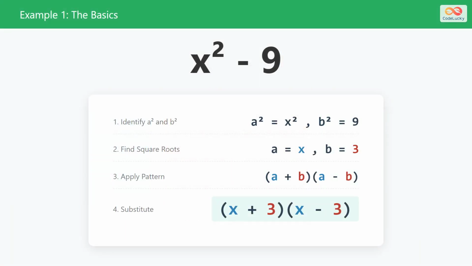Let's try a basic example, x squared minus 9. Step 1 is to identify our squares. X squared is the square of x, 9 is the square of 3, so a is x and b is 3. Now we just plug them into our pattern. One factor is x plus 3, and the other is x minus 3. That is it.